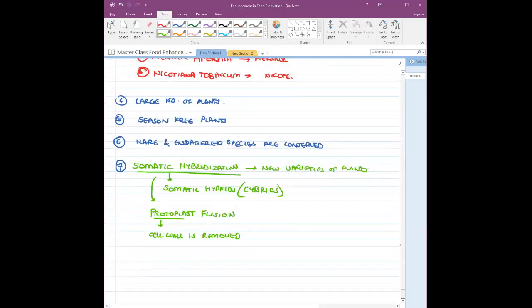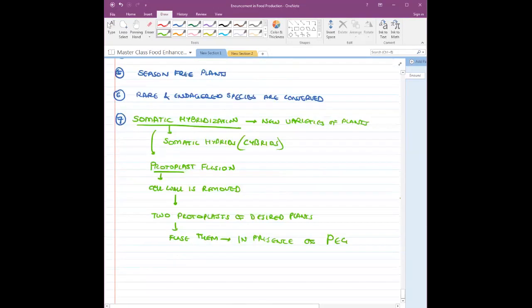So in this protoplast, guys, now what are we going to do? We are going to take two protoplasts of your desired plants, and you are just going to fuse them in the presence of PEG. PEG is basically polyethylene glycol.